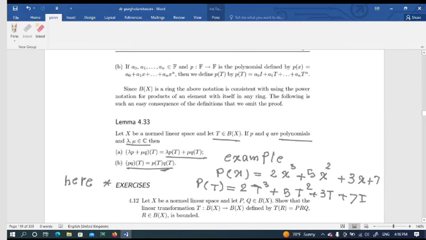Lemma. Let X be a normed linear space and T be a bounded linear transformation, or T belongs to B of X. If P and Q are polynomials and lambda and mu be complex numbers, then lambda P plus mu Q of T equals lambda P of T plus mu Q of T, and PQ of T equals P of T composition with Q of T, or product multiplication with Q of T.